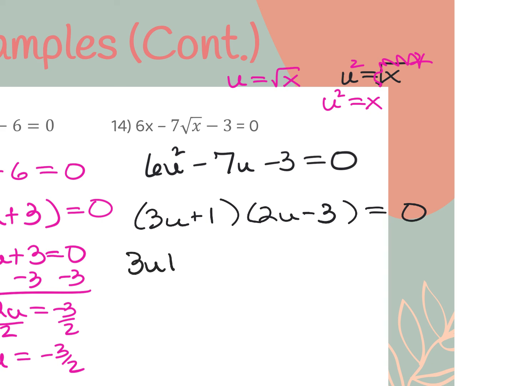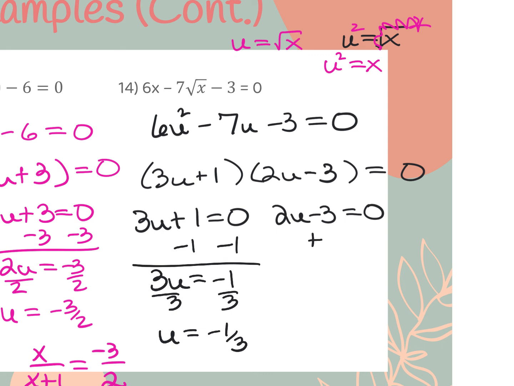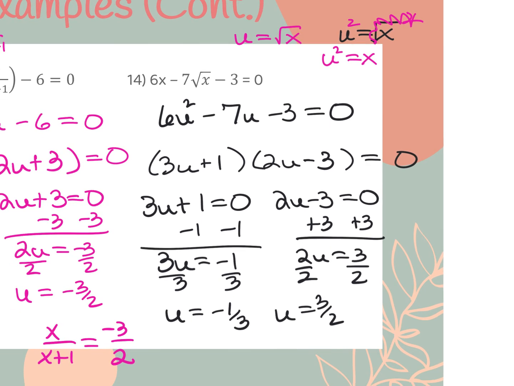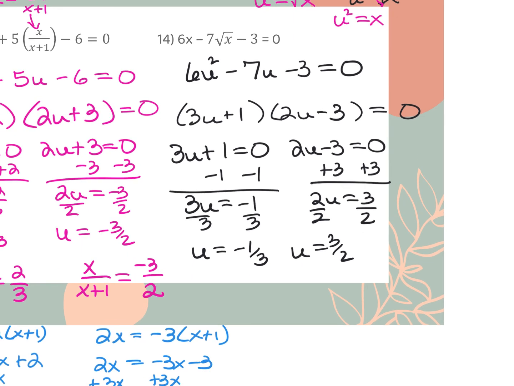Set each one of the factors equal to 0. Subtract 1. Divide by 3. u equals -1/3. Add 3. 2u equals 3. Divide by 2. u equals 3/2. Now, as soon as you see that you're going to be substituting, let me go ahead and put it back. So u is equal to the square root of x.